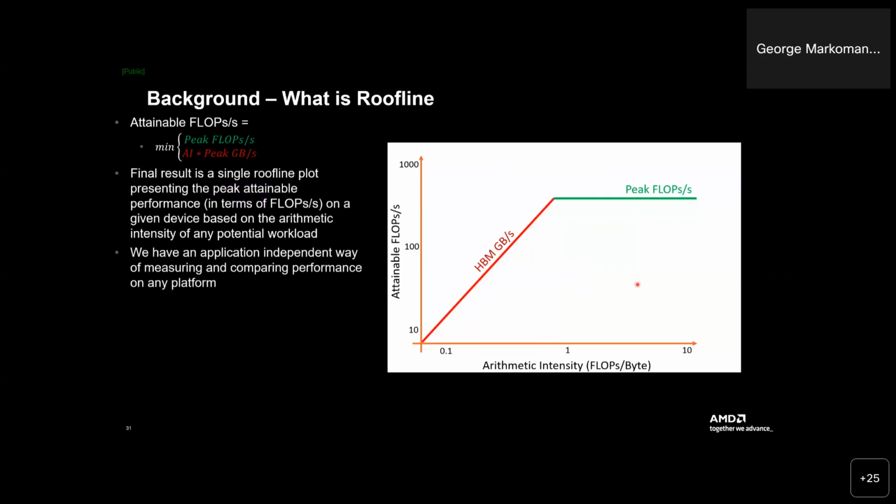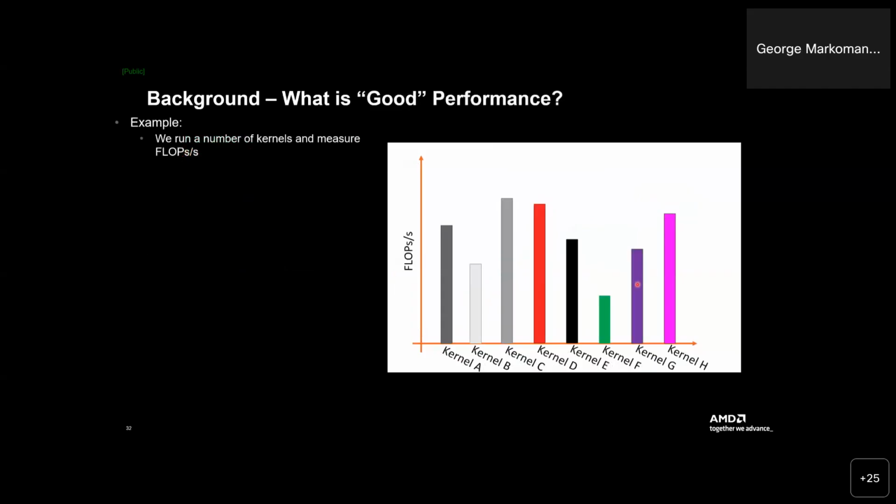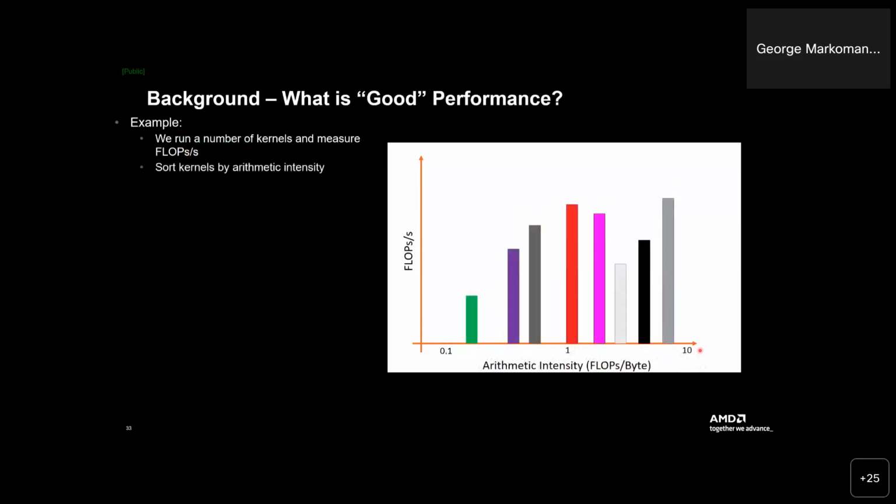Now, the final result is a single roofline plot presenting the peak attainable performance on a given device based on arithmetic intensity. A nice example is this: we run a number of kernels, A to H, and measure FLOPS per second. This is the highest FLOPS per second, and this is the lowest. And the question is, which one is good performance?